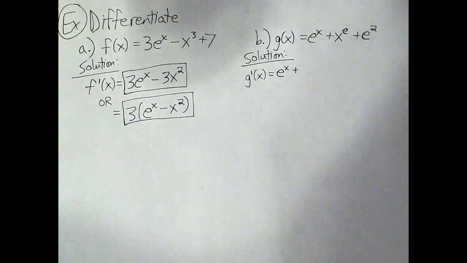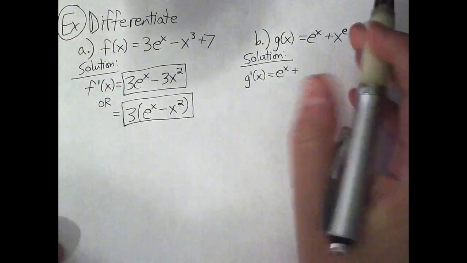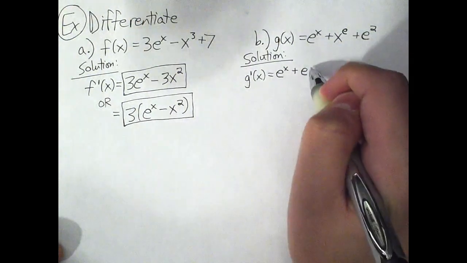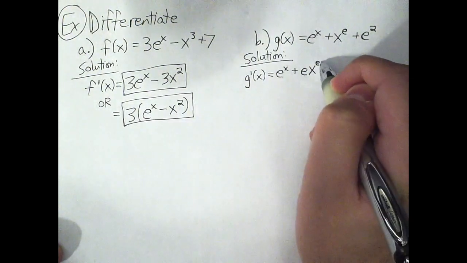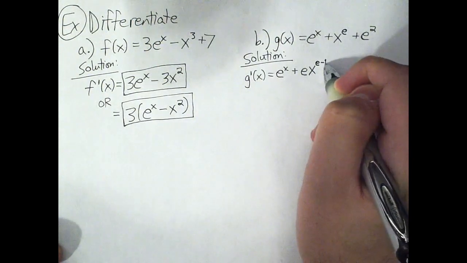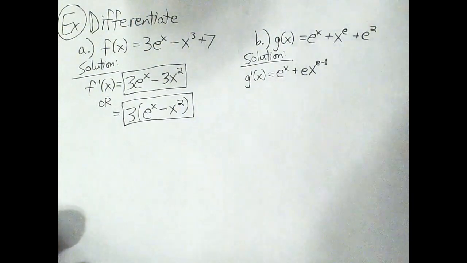x to the e. Well, I said at the beginning of this lesson that we already know a derivative rule for x raised to the n. We know x raised to a number. We know what to do for that. You take the number, you move it out front, and then you have x raised to the 1 less than whatever the exponent was.